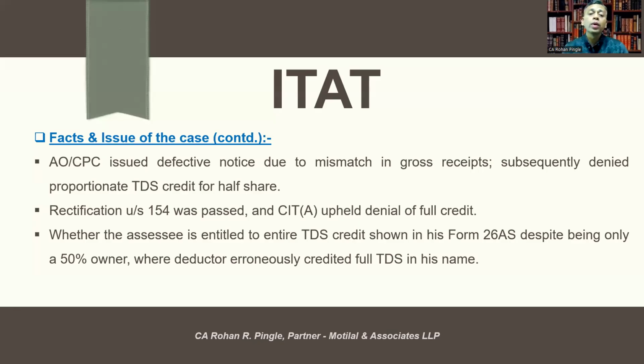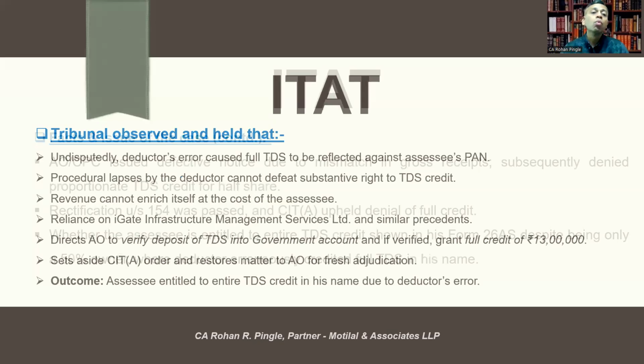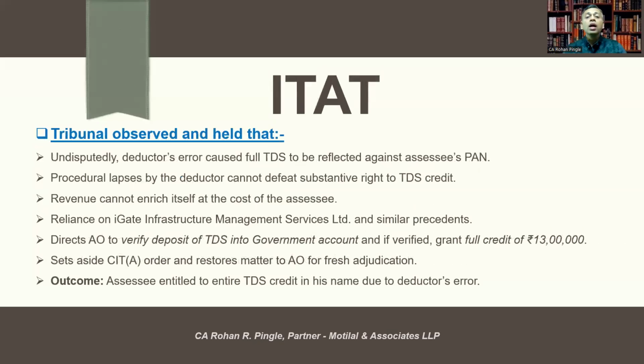So the issue was whether the assessee is entitled to the entire TDS credit shown in his Form 26AS, despite being only a 50% owner, where the deductor erroneously credited full TDS in his name. Very, very interesting. Let's see what the tribunal observed and held.